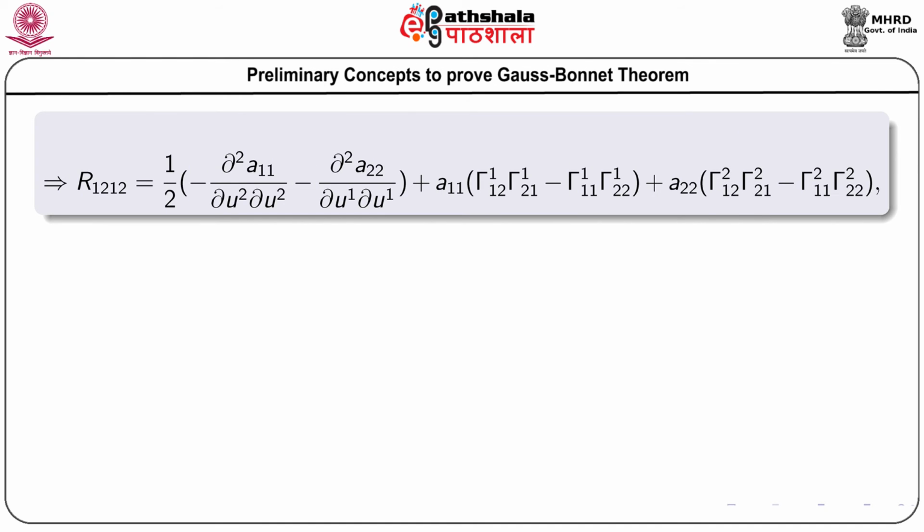And if we break all these values of theta and other surface index from 1 and 2, we have this expression R1212 equals the same. The first part remains the same and the second part comes to A11 within the first bracket, all the products of Christoffel symbols of second kind, plus A22, again all the Christoffel symbols of second kind.